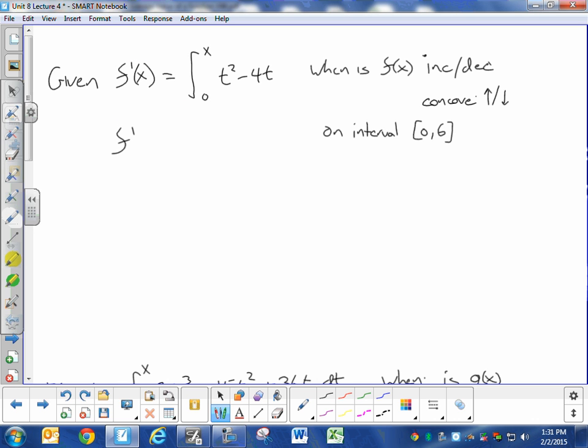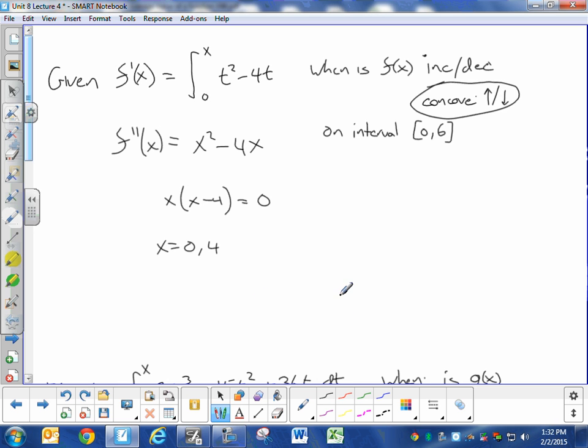Maybe if we look at f double prime, which will be equal to the derivative of this, which would be x squared minus 4x. Okay, so let's at least start with the concavity question where I can find when this changes sign. How do I figure out when x squared minus 4x changes sign? You first start by finding their zeros. So I set this equal to 0. I figure out that when x equals 0 or 4, we're going to change sign.